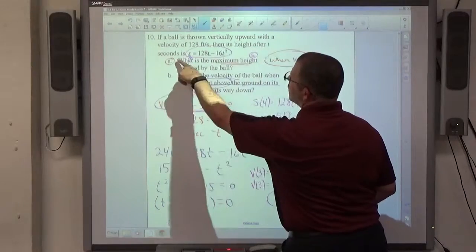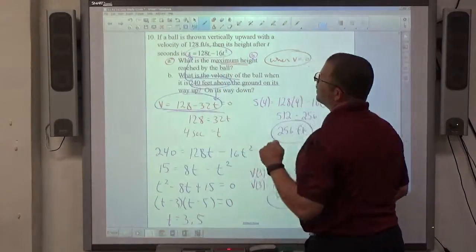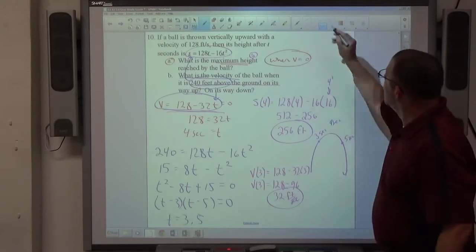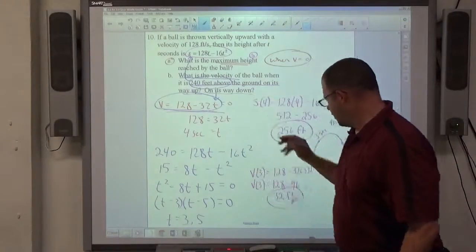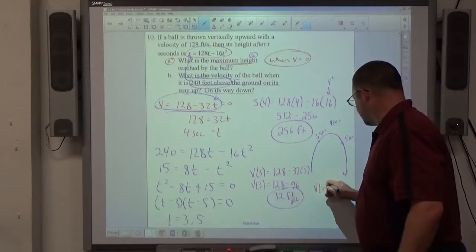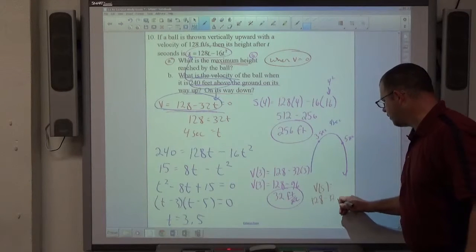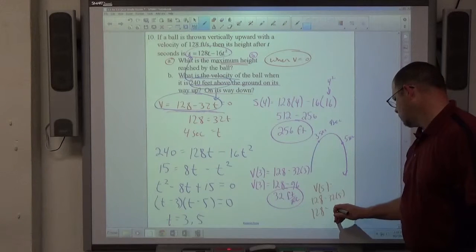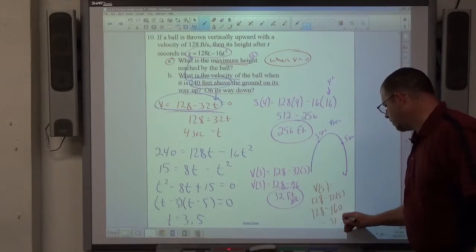Height after t seconds, 128 feet per second is that. They don't specify that s is in feet, but that implies it. The other thing I need to know is its way down velocity. So velocity at 5 seconds is going to be 128 minus 32 times 5. That's 128 minus 160. That's negative 32 feet per second.